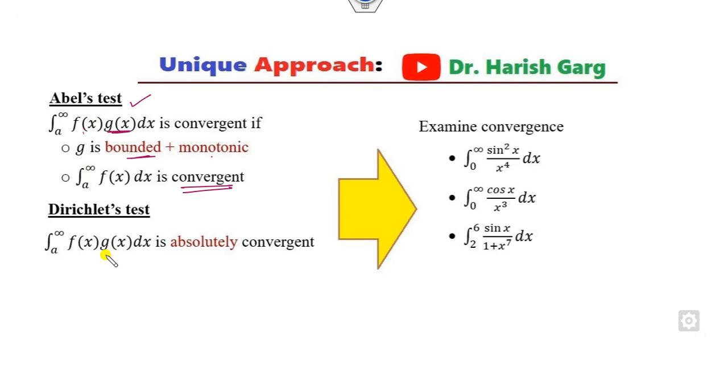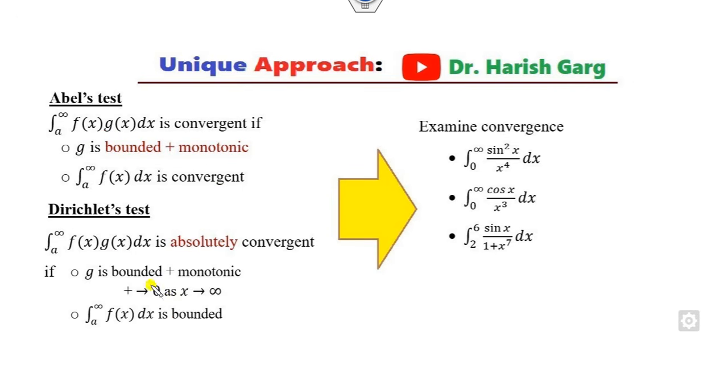What is the Dirichlet test? Again, we have the same two conditions, but on this g we have to prove it goes to 0 as x approaches infinity. And f of x, instead of convergent, if it is bounded, then we can say this product is absolutely convergent, otherwise not. Also, you can see how you can prove that.